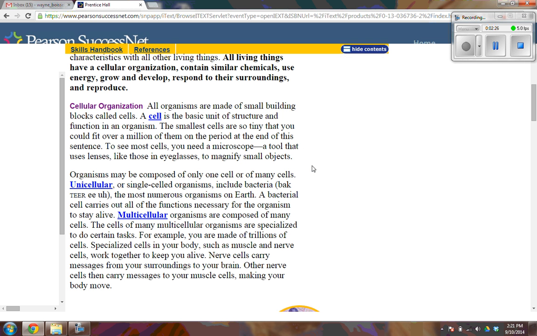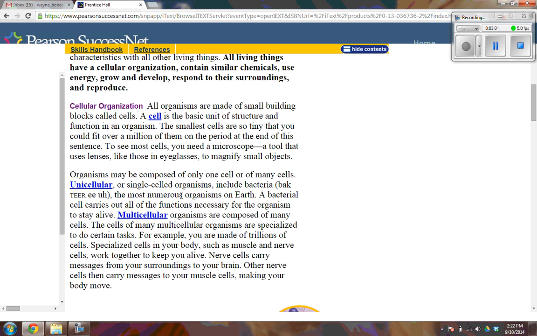Organisms may be composed of only one cell or of many cells. Unicellular or single-celled organisms include bacteria, the most numerous organism on Earth. So there's 2 things going on here. You've got a fact that organisms may be composed of one or many cells, and you also have a new vocabulary word. So you may want to put the vocabulary word on the left and some facts on the right. But unicellular means single cell, one cell, and make sure you include the example of bacteria. And they are very numerous, most numerous organism on Earth.